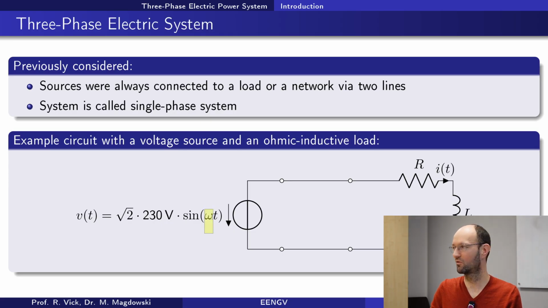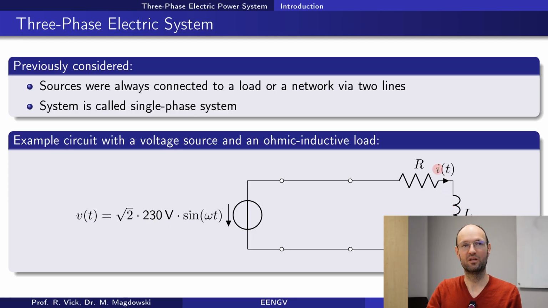Omega is the angular frequency. It's 2 times pi times f, the regular frequency, and the regular frequency would be 50 Hertz in this case. And then we have some load, and the load in this case consists of a resistor and some inductor. I would say, okay, this is then some ohmic inductive load.